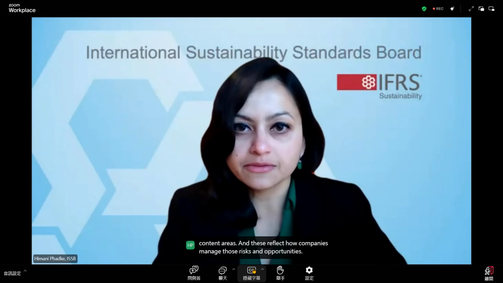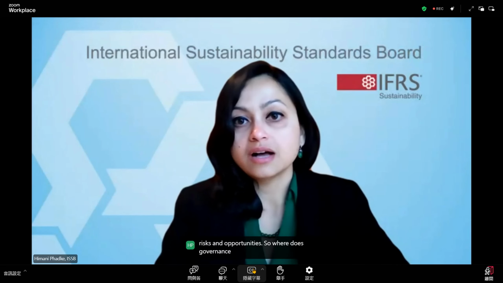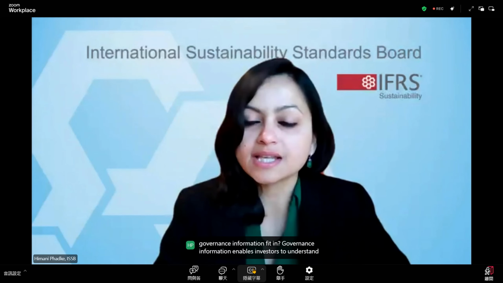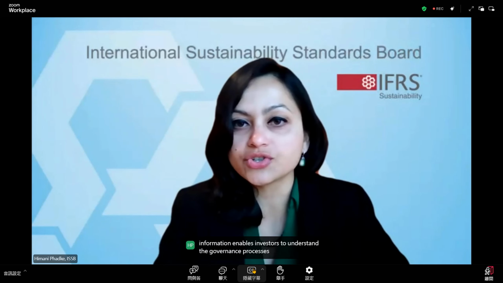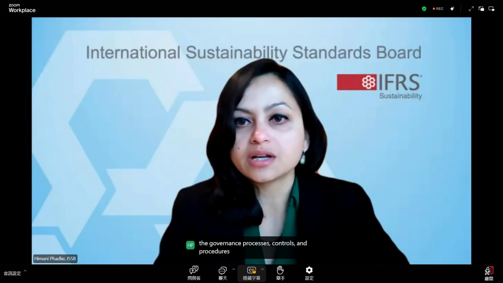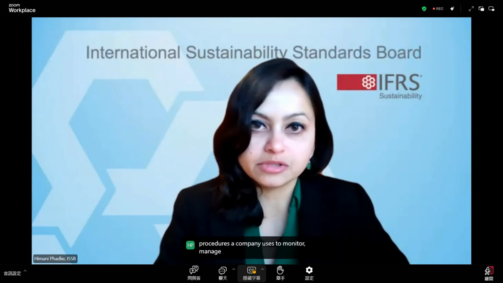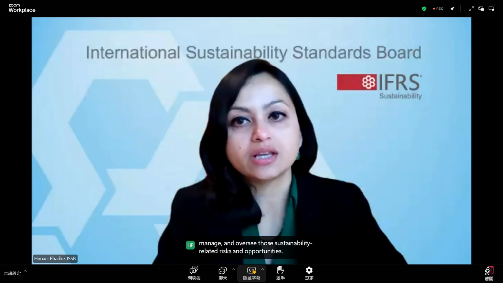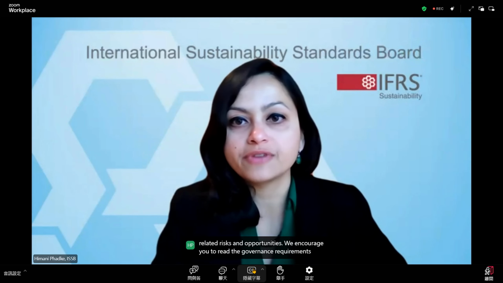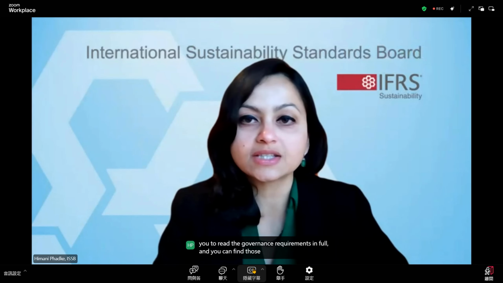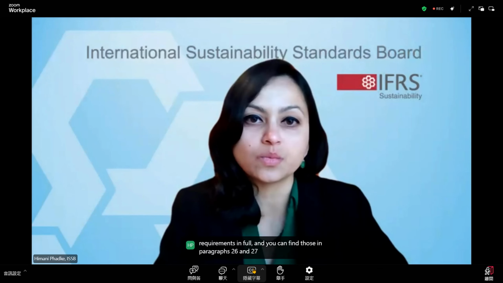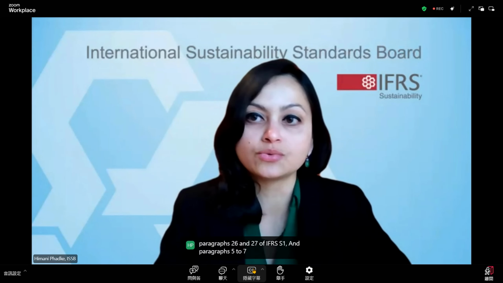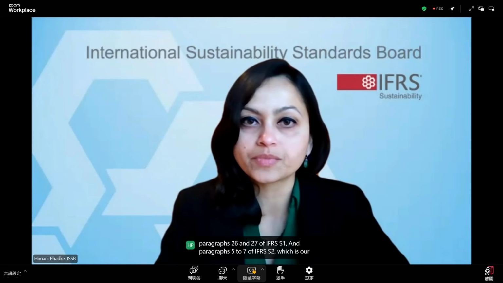So where does governance information fit in? Governance information enables investors to understand the governance processes, controls, and procedures a company uses to monitor, manage, and oversee those sustainability-related risks and opportunities. We encourage you to read the governance requirements in full, and you can find those in paragraphs 26 and 27 of IFRS S1 and paragraphs 5 to 7 of IFRS S2, which is our climate-related standard.